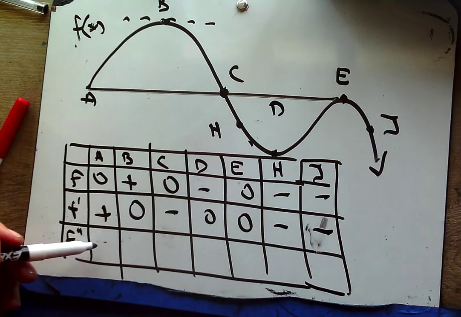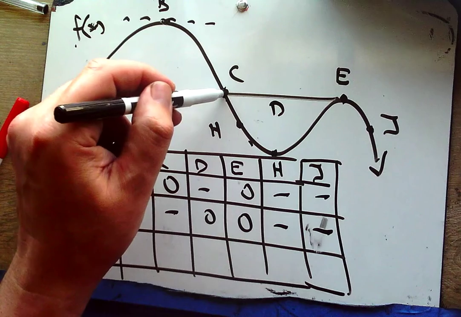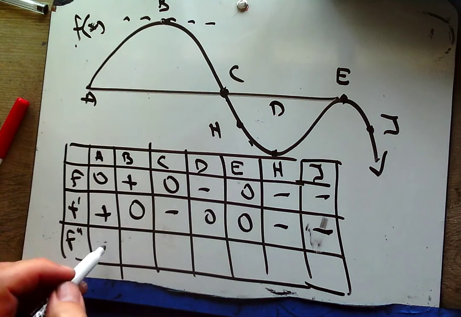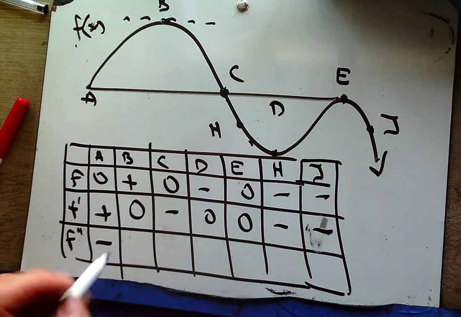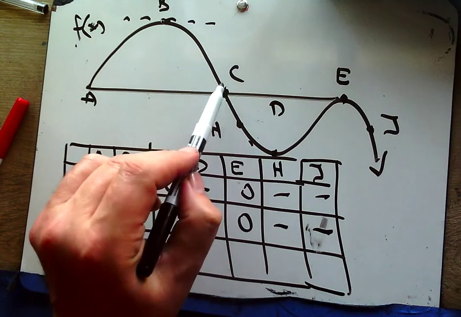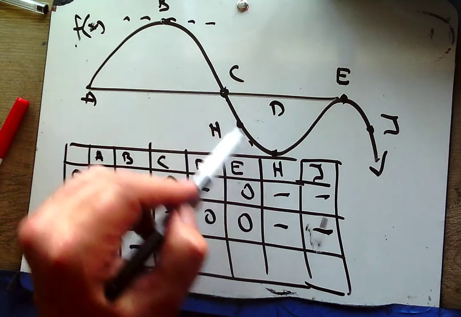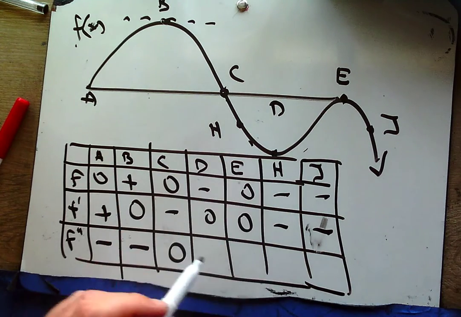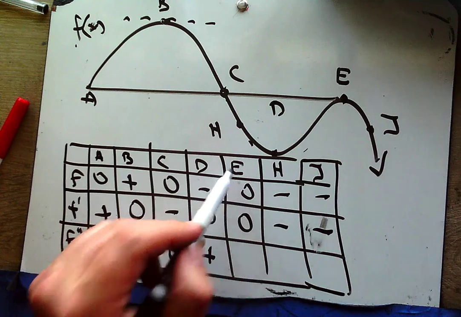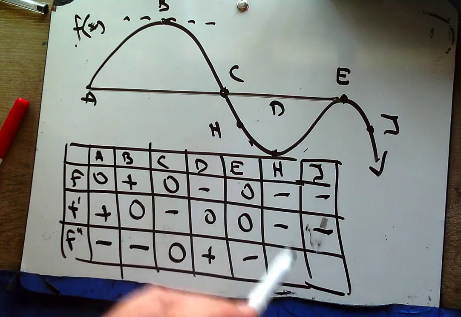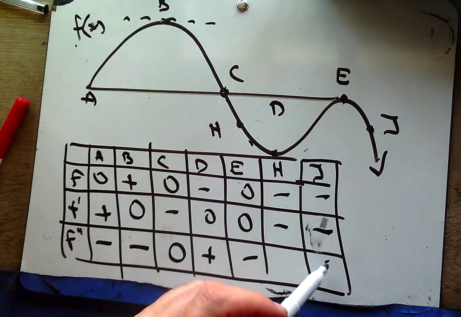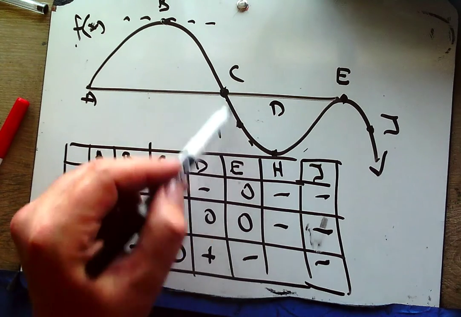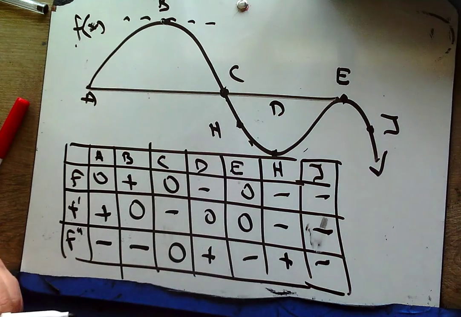And what about F double prime? F double prime is concave down from A to C. So concave down means F double prime is negative. But here, where I go from concave down to concave up, I think that's 0. At D, F is concave up, so that's plus. At E, F is concave down. At J, F is concave down. And what about at H? Well, if that's my inflection point, then that's going to be part of concave up, and so I've got positive.